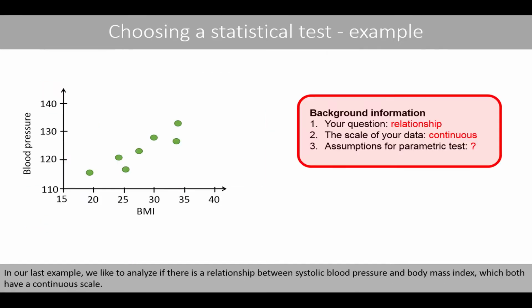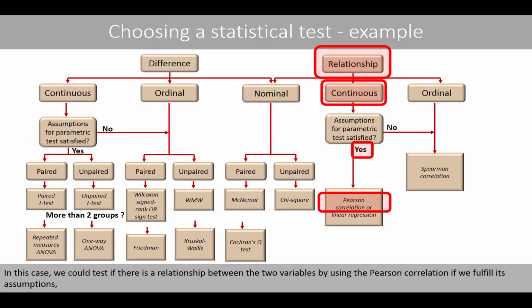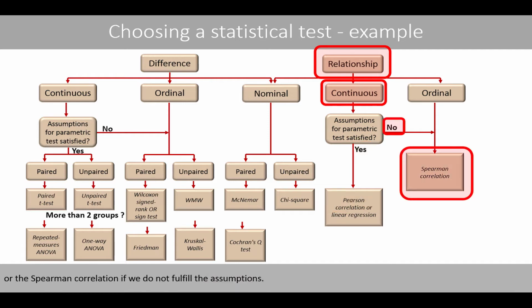In our last example, we like to analyze if there is a relationship between systolic blood pressure and body mass index, which both have a continuous scale. In this case, we could test if there is a relationship between the 2 variables by using the Pearson correlation if we fulfill its assumptions, or the Spearman correlation if we do not fulfill the assumptions.